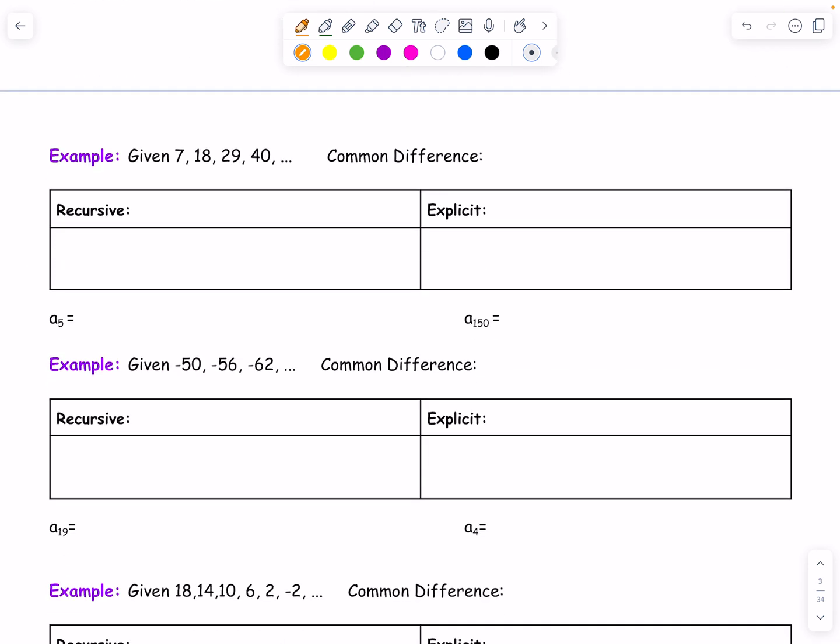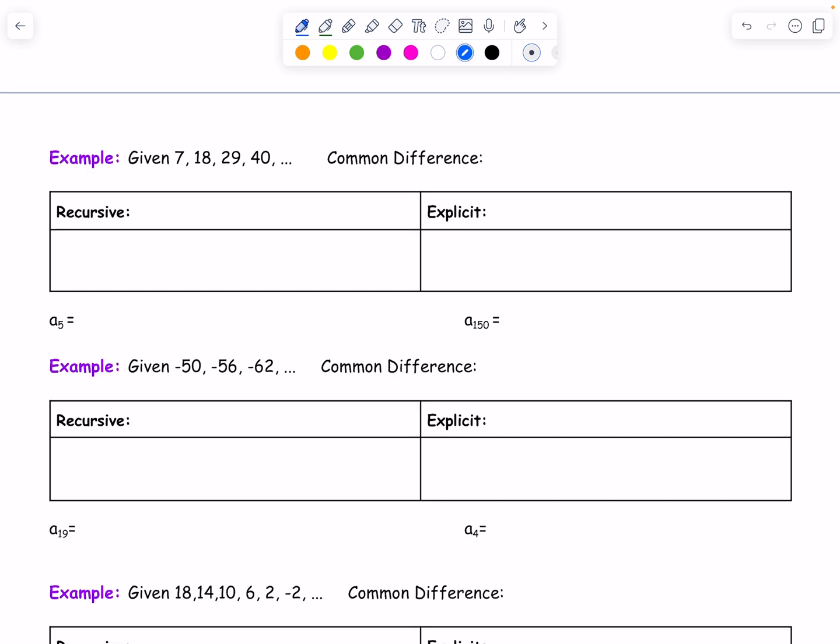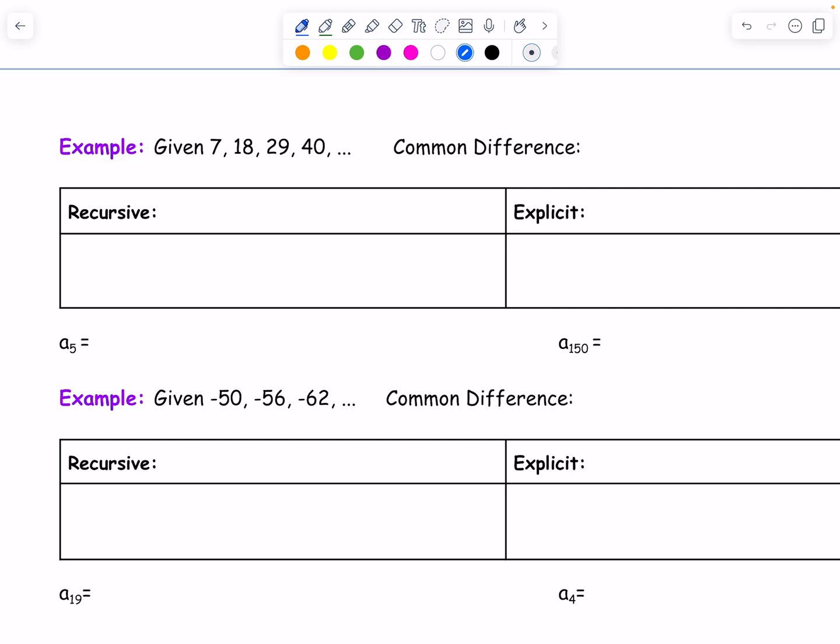So given the sequence 7, 18, 29, 40, let's first determine what the common difference would be. It looks like these numbers are getting larger. So to go from 7 to 18, I would add 11. And then check and make sure that would be the same. So 18 plus 11 does give me 29, and 29 plus 11 would also help me to get 40. So our common difference is to add 11, or it's positive 11.